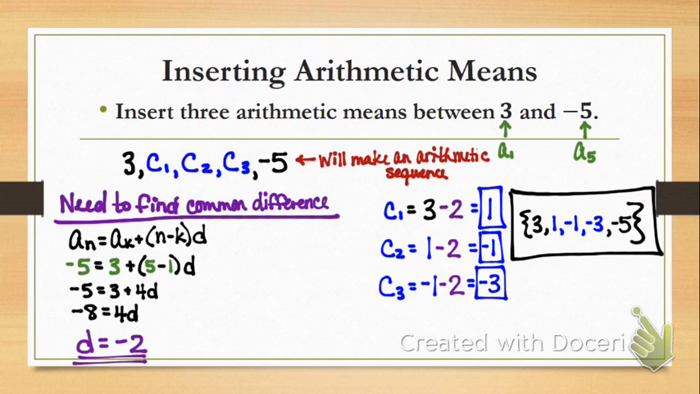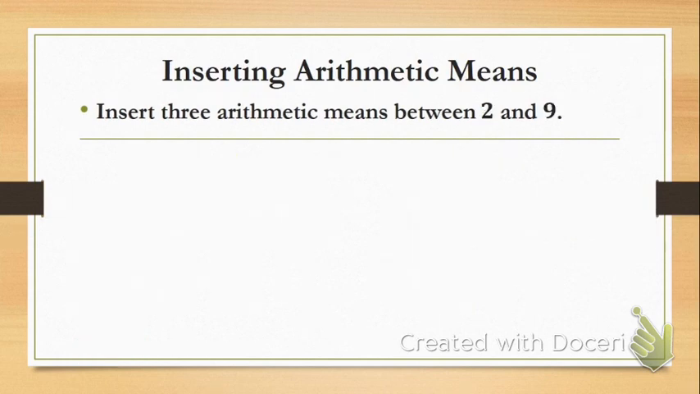Let's try another one like that. We're going to insert 3 arithmetic means between 2 and 9. So how many total terms are we considering here? 5. The 3 that we're going to add, and then they're giving us the first and the last. We're going to insert 3 terms, and then we also have this one and this one. So 5 terms total.